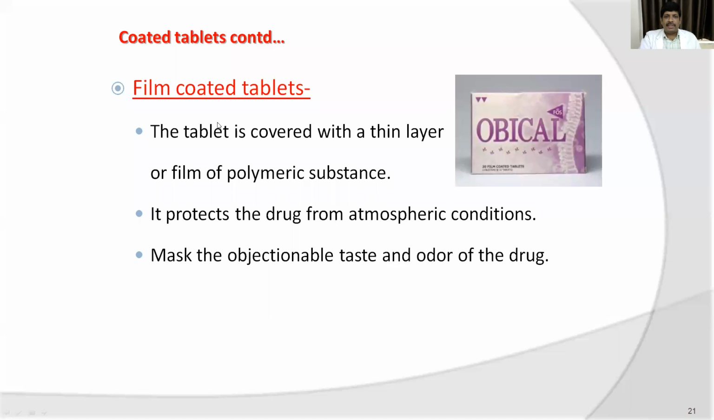Film coated tablet. The tablet is covered with a thin layer or film of polymeric substance. It protects the drug from atmospheric conditions and masks the objectionable taste and odor of the drug. Now, in the film coated tablet, there is a coating of polymeric substances. It will give a shiny appearance, and it prevents the drug from the atmospheric conditions, and it will mask the taste of the drug.